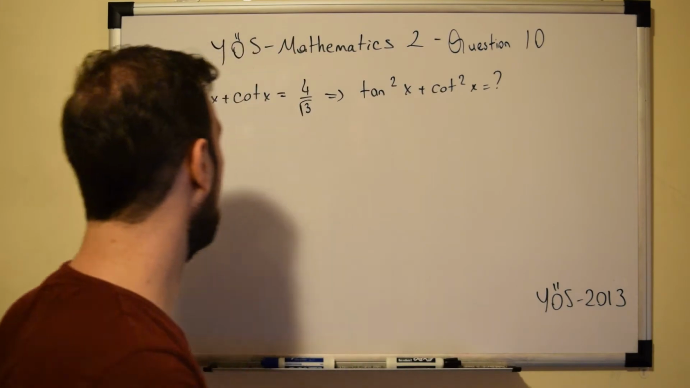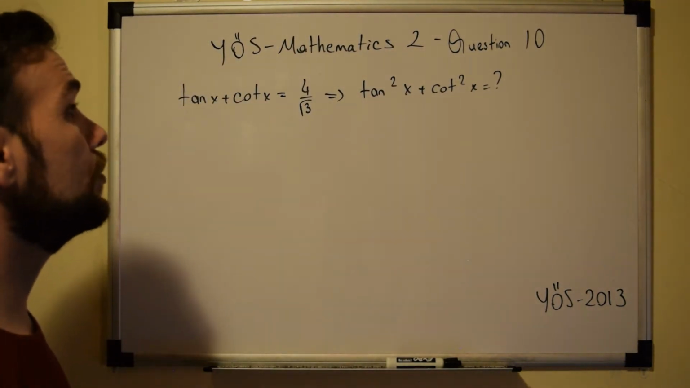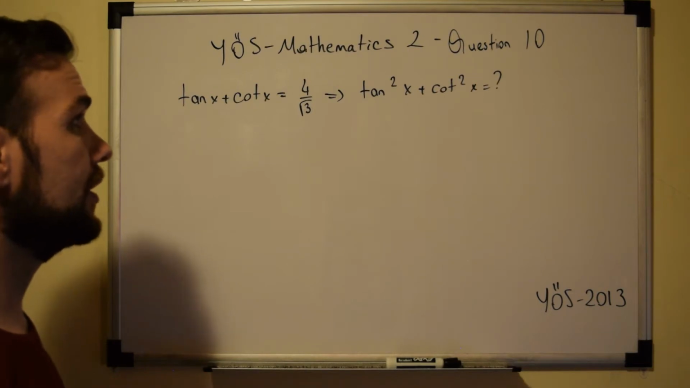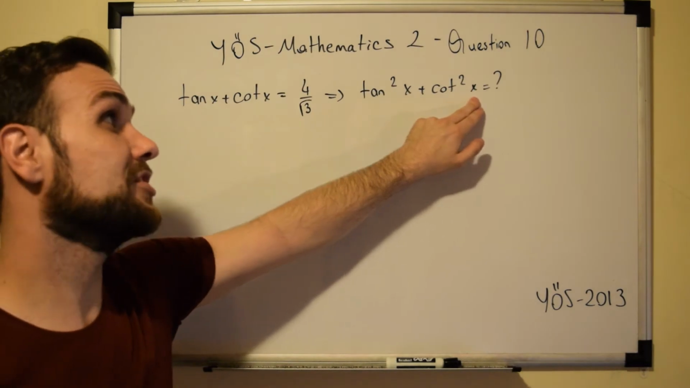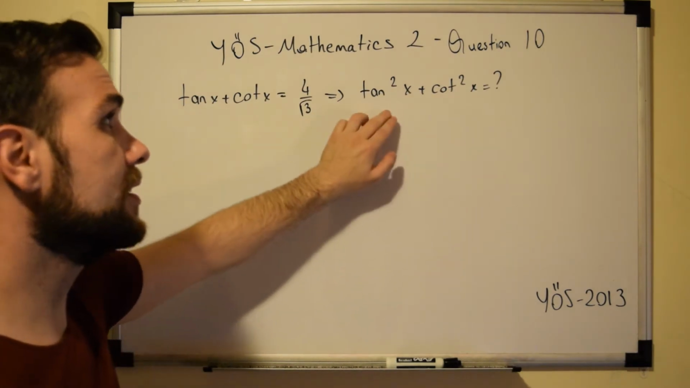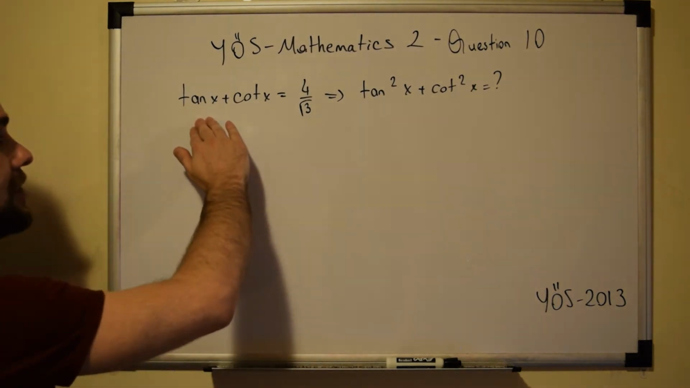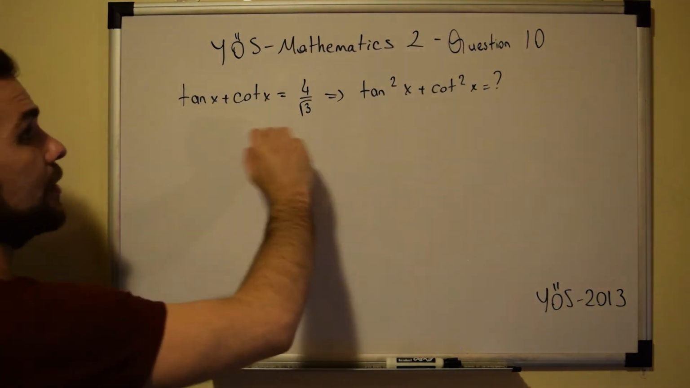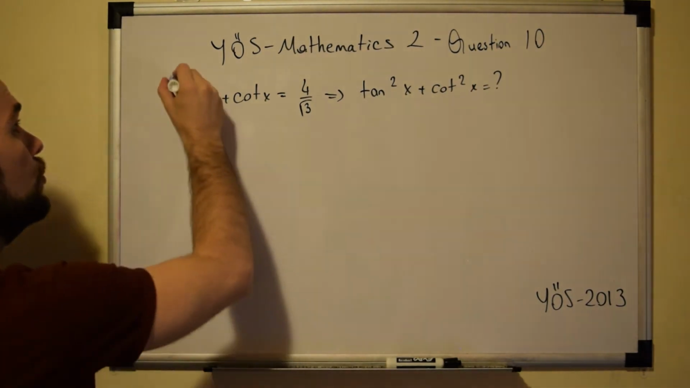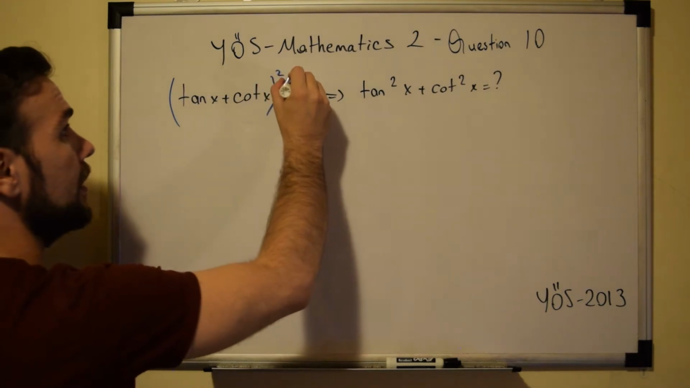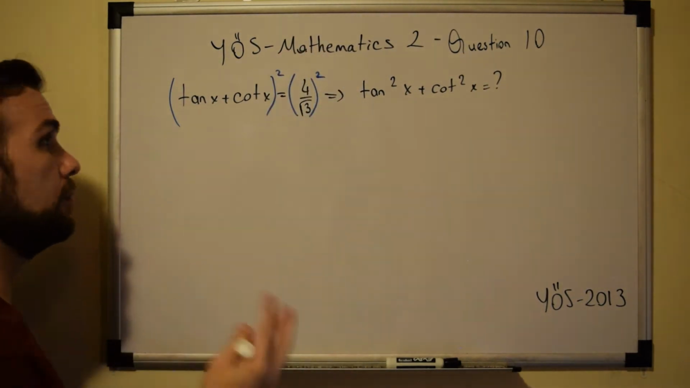In this question we have tangent of x plus cotangent of x is equal to 4 over square root of 3, and we are asked for tangent square of x plus cotangent square of x. So what is the sum of these two? Since we are given tangent of x plus cotangent of x, and we are asked here for their squares, what do we have to do with both sides? We take the power of 2 of both sides.